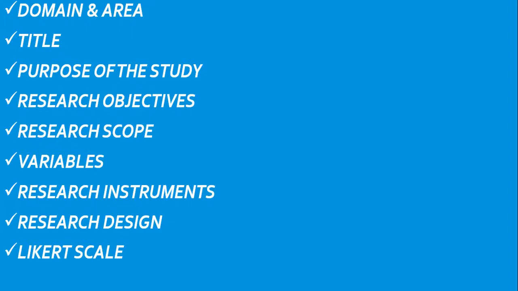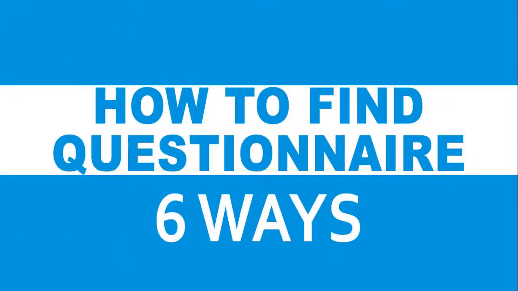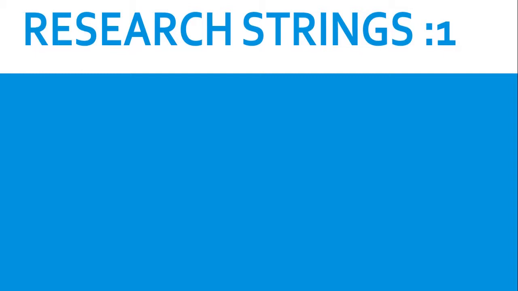Now I am about to share the 6 ways which I was talking about to find your questionnaire. Let's start. First point is research strings. You may be confused about what research string means. Let me give an example. Research string means statements in this form. If you want to find definitions of your variables, let's take an example. Your variable is employee performance. So what you have to do is go to Google Scholar, type in the title in inverted commas, define an employee performance, and search it. Don't worry, I will show you an example.